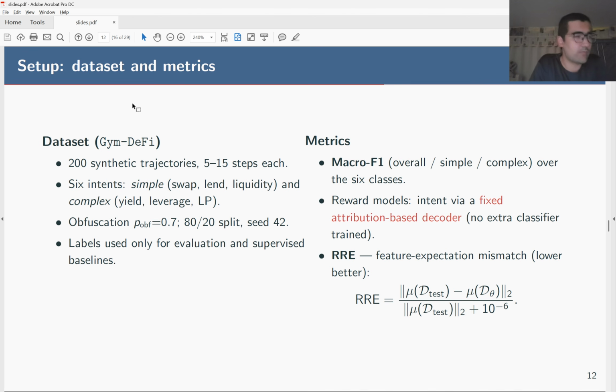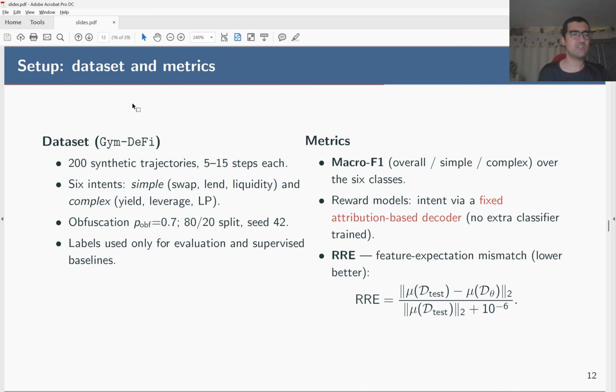Quickly, the experimental setup. On the data side, we generate 200 synthetic trajectories in DeFi, each between 5 and 15 steps. They span 6 intent classes: 3 simple ones like swap, lend, liquidity, and 3 complex multi-step ones: yield, leverage, LP. We apply obfuscation at 0.7. We use an 80-20 train-test split with a fixed seed, and the labels are used only for evaluation and supervised baselines. The label-free methods never see them.